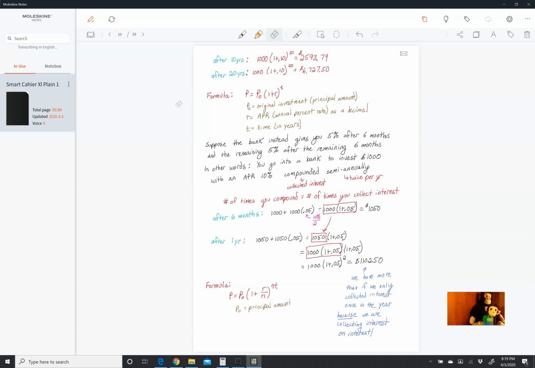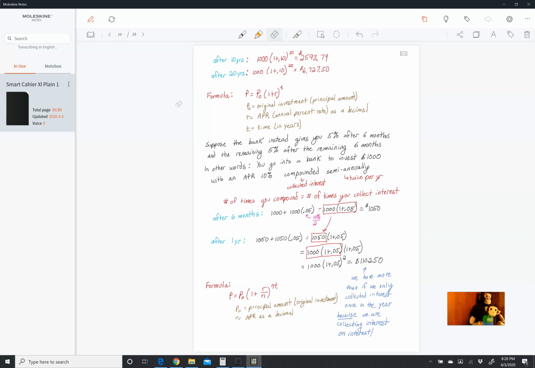Principal amount or original investment. I switched this, that's because it means the same thing. Your R is still your APR as a decimal. A typical mistake is that people don't plug it in as a decimal.